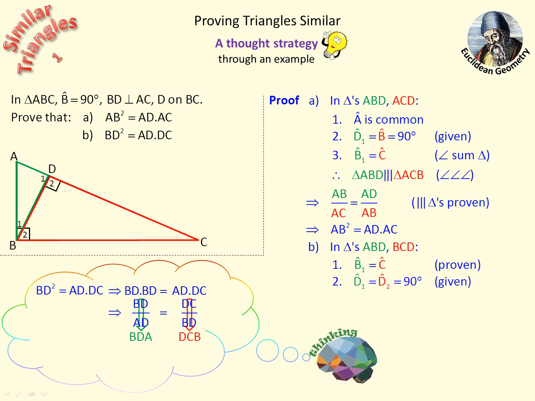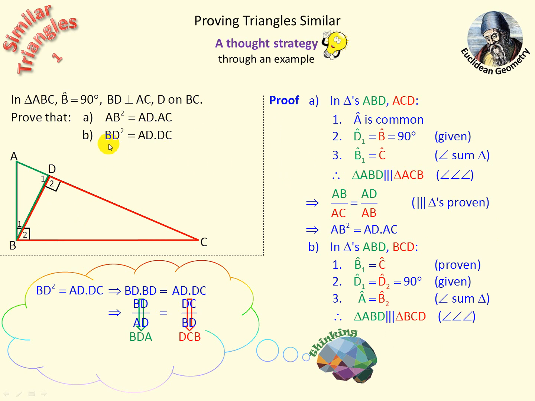2, D1 equals D2 equals 90 degrees, and that's given. It's given that BD is perpendicular to AC. And 3, good old angle sum of a triangle. Angle A equals what's left here at B2. Therefore, the triangles are similar by angle, angle, angle.